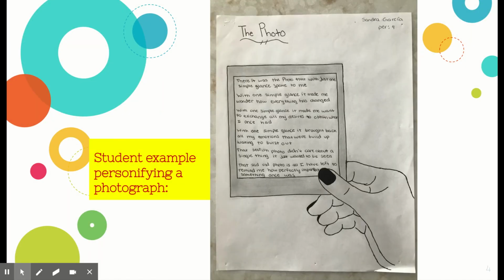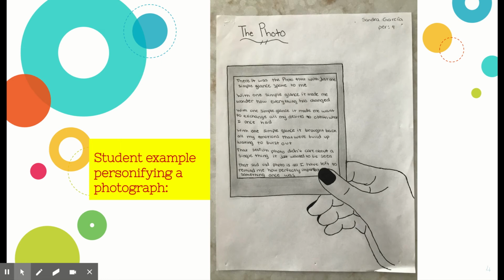Okay, so let's take a look at a student example. In this example, the student wrote a poem personifying a photograph. Okay, so making it seem like the photograph was a person or giving the photograph human qualities. So let me go ahead and read this to you.